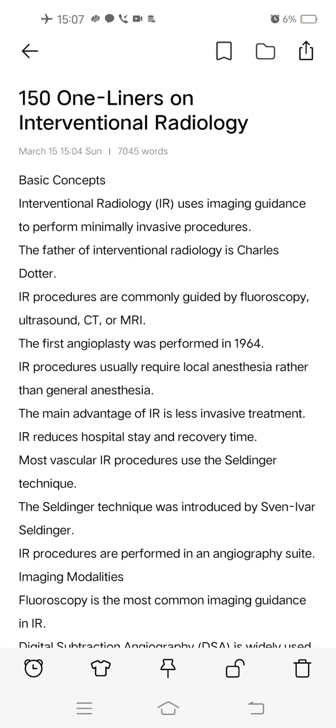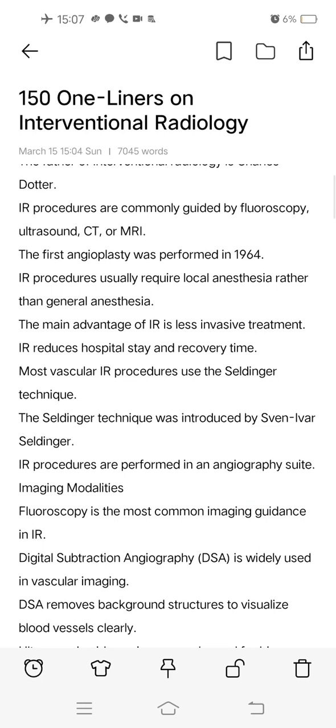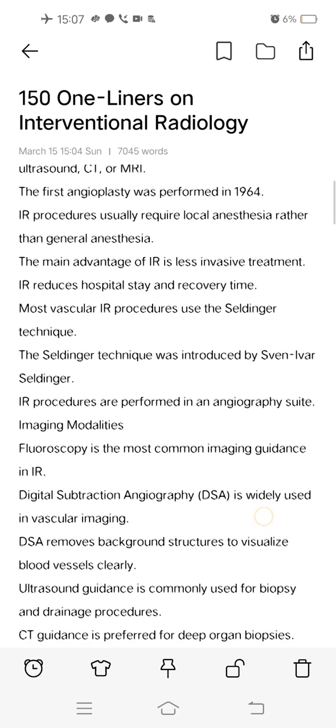The father of interventional radiology is Charles Dotter. IR procedures are commonly guided by fluoroscopy, ultrasound, CT, or MRI. The first angioplasty was performed in 1964. IR procedures usually require local anesthesia rather than general anesthesia. The main advantage of IR is less invasive treatment. IR reduces hospital stay and recovery time.